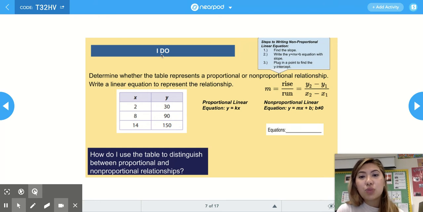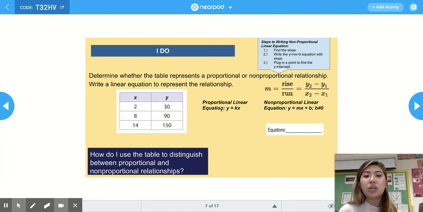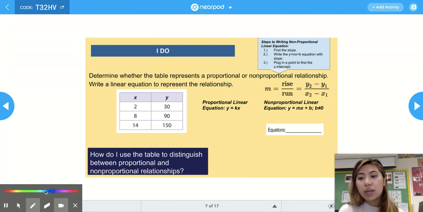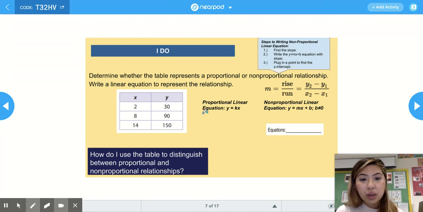So this first I do problem says determine whether the table represents a proportional or non-proportional relationship and write a linear equation to represent the relationship. So for proportional linear equations, it has to be in the form of y is equal to k times x. And for non-proportional linear equations, it's always in the form y is equal to mx plus b. So what we're going to do is we're first going to figure out if it's a proportional relationship. So we have k is equal to y over x.